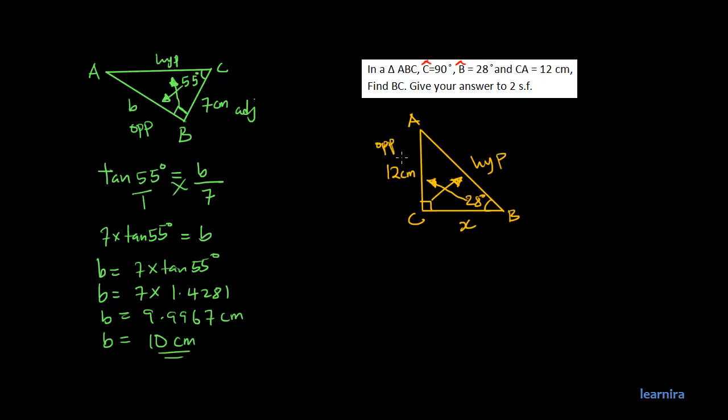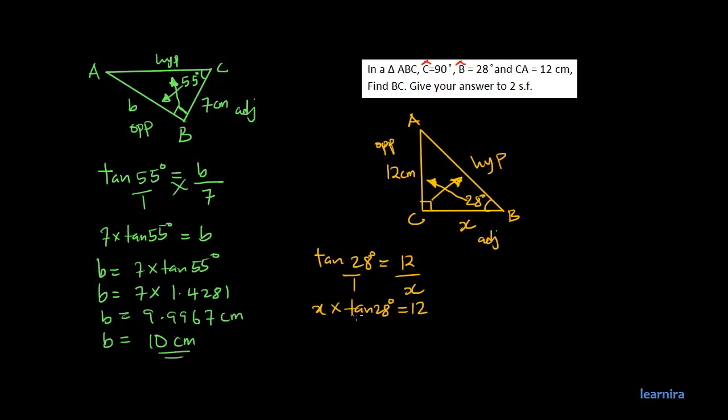Just write opposite, and the adjacent side is the side BC. So we can use the tan ratio because we are considering the opposite side and the adjacent side. So just say tan 28 degrees equal to opposite, which is 12 centimeters, all over the adjacent, which is X here. So we can just cross multiply, and we'll have X times tan 28 degrees equal to 12.